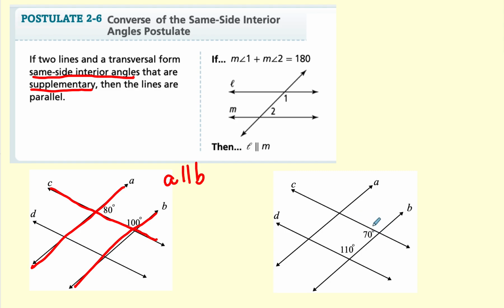Let's take a look at this example. In this example, the lines that are making up these angles are this line, and this line. And we can see these are interior angles, and they are also on the same side, and they add up to 180. And because that happens, we do have parallel lines. These lines right here that the transversal is cutting. So we say that line C is parallel to D.